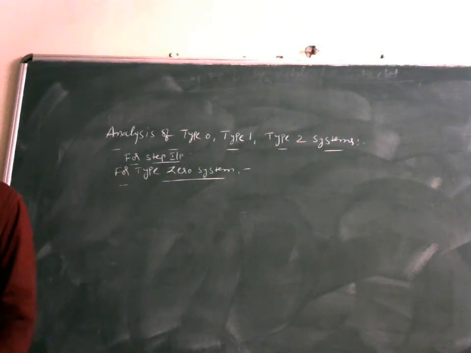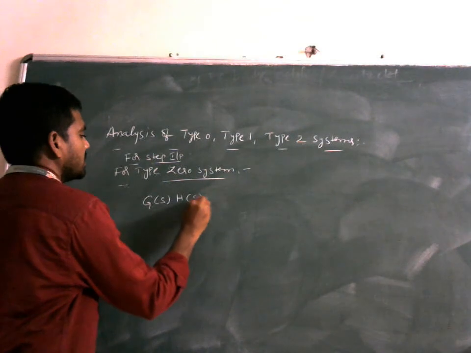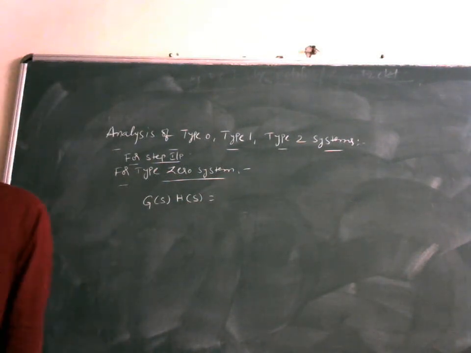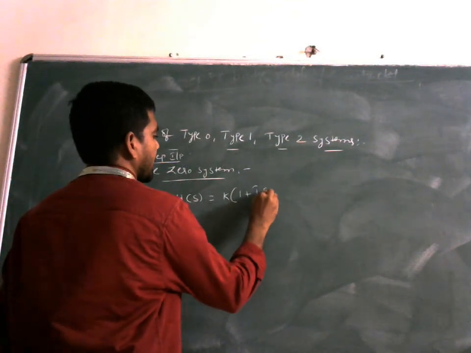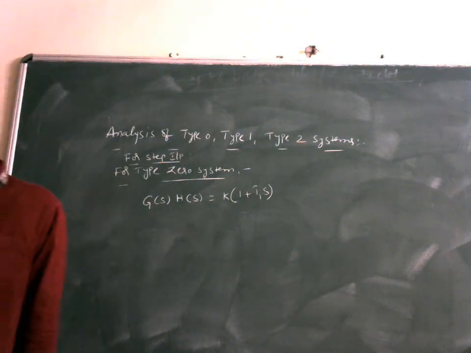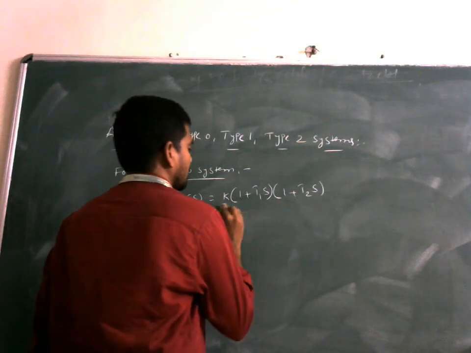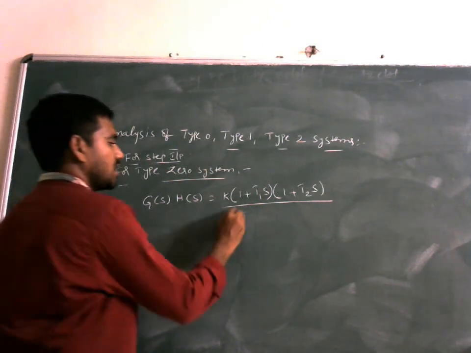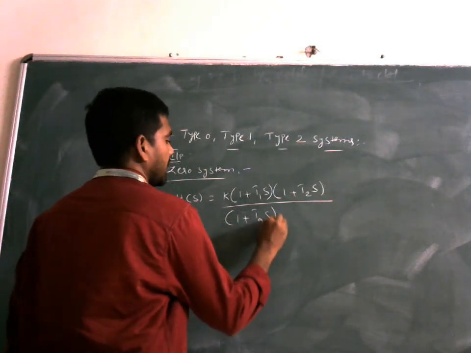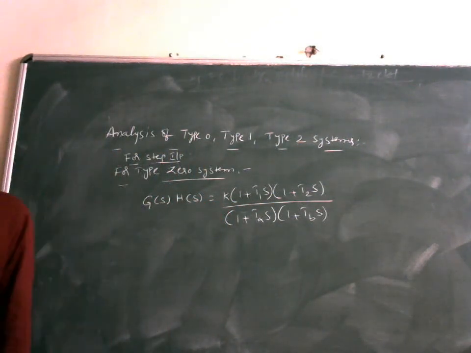The first step is to consider the open loop transfer function, that is G of s into H of s, equal to K into (1 plus T1 s) into (1 plus T2 s), whole divided by (1 plus TA s) into (1 plus TB s). We are considering a type 0 system.